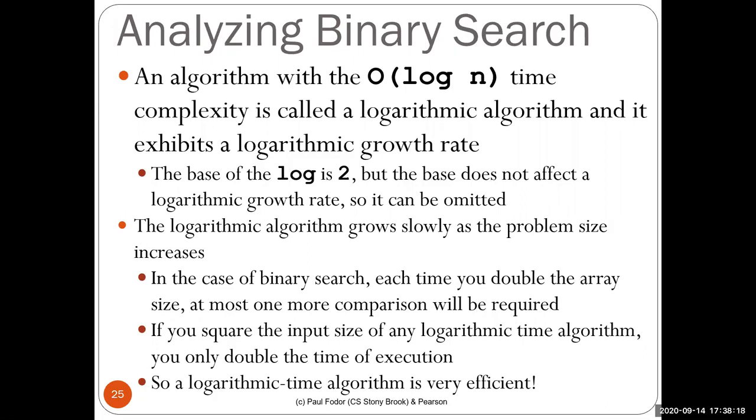In the case of binary search, each time you double the array, at most one comparison is required. So you double the array, all that you need to do is compare the element in the middle and then discard half of the array. So growth rate basically means that if you double the size, you only need one more comparison. If you square the input size, then you will only double the time of the execution. So basically, it's a very efficient algorithm. Binary search, a logarithmic algorithm, is very, very efficient.